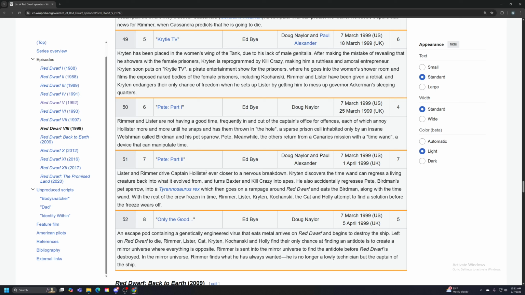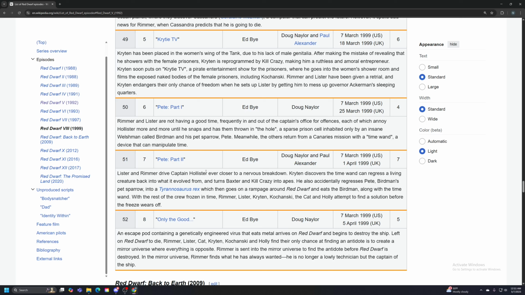Episode 7. Pete Part 2. Lister and Rimmer drive Captain Hollister ever closer to a nervous breakdown. Crichton discovers that with the Time Wand he can regress a living creature back into its evolved form, and turns Baxter and Kill Crazy into apes. He also accidentally regresses Pete, Birdman's pet sparrow, into a Tyrannosaurus Rex, which then goes on a rampage around Red Dwarf and eats the Birdman, along with the Time Wand.